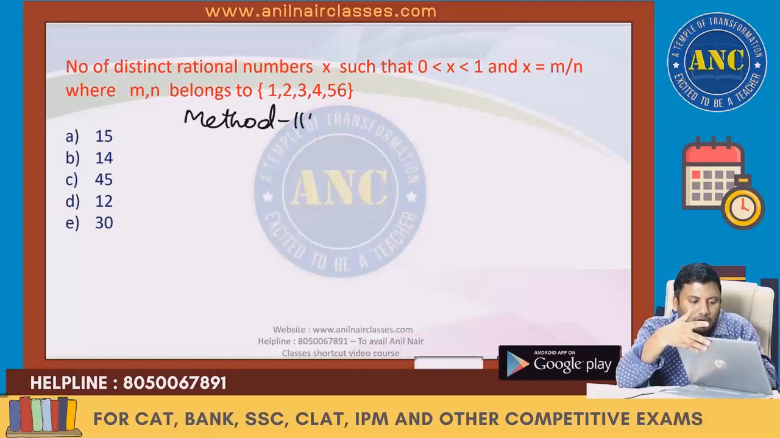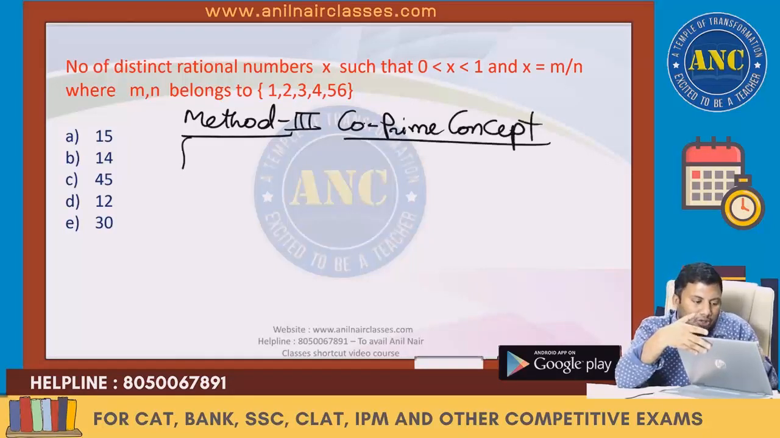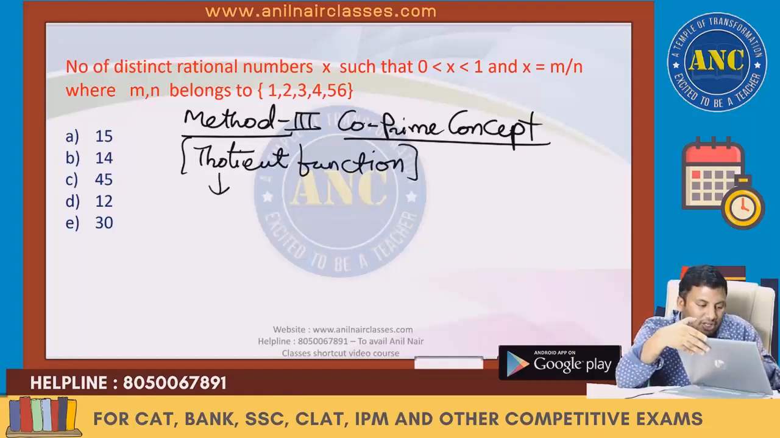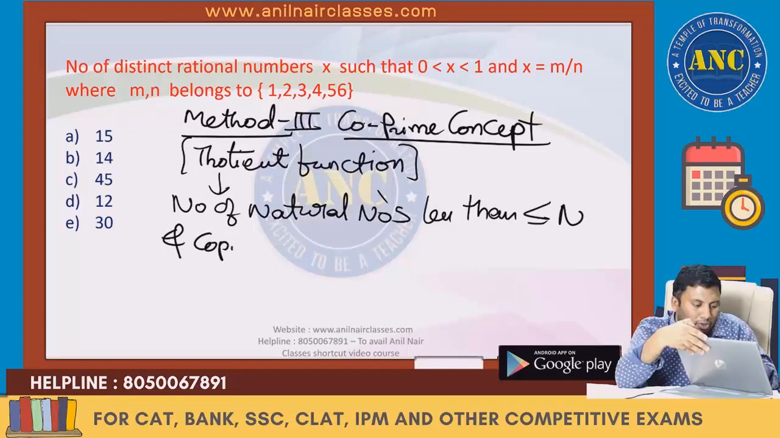Method 3: concept of coprime numbers. You remember we discussed one function known as the totient function. What is this totient function? The number of natural numbers less than or equal to n and coprime to n.